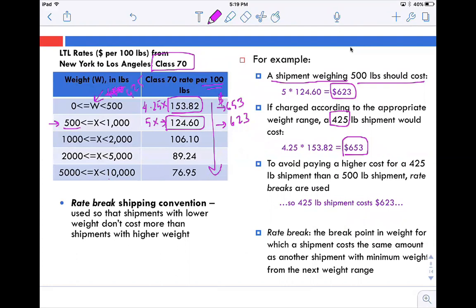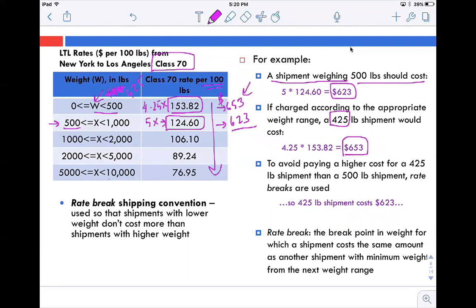And let me remind you what we were talking about. Again, here we are sending 425 pounds of shipment, and we are paying $653. And if you're sending a 500 pound shipment, then we are paying $623. Well, why am I paying more if I am sending less? That's the question. Wouldn't I want to send more if I'm paying less?